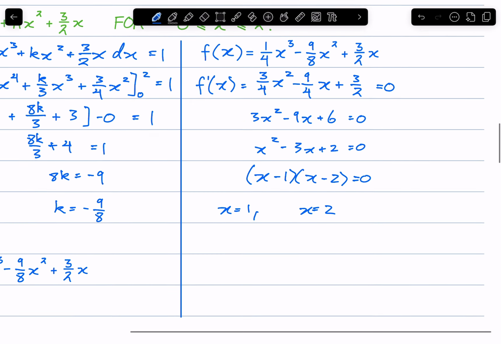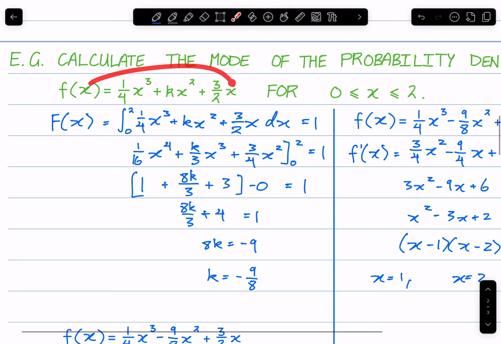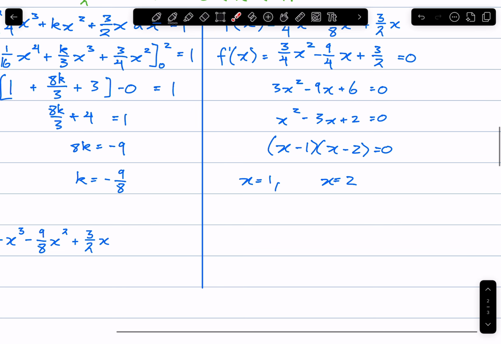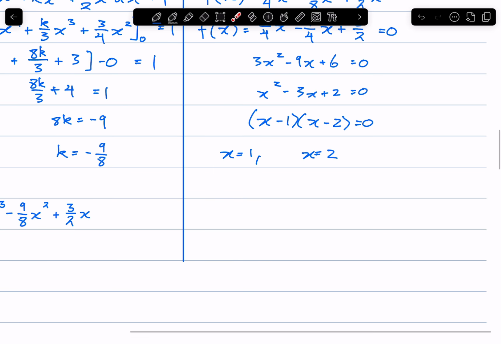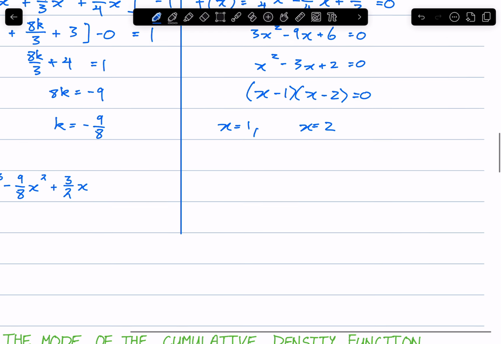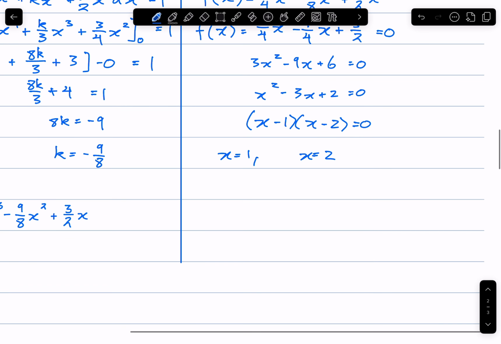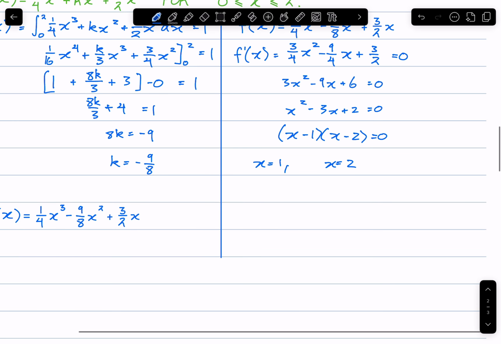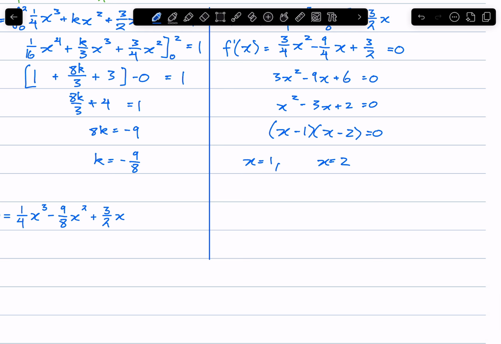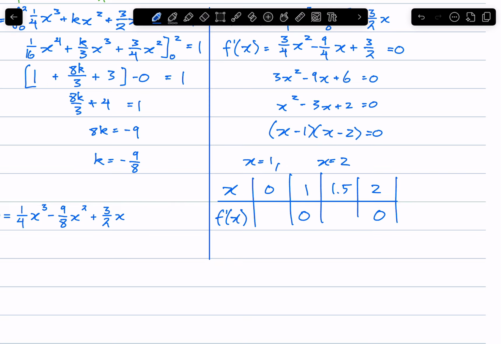Now, because our original PDF is a cubic, only one of these should be a maximum turning point. So it's up to you how you find whether it's a maximum or a minimum. For this, I already have the first derivative and I won't be using the second. I'm just going to use our slope table. It's going to be from 0, 1, 1.5, and 2.